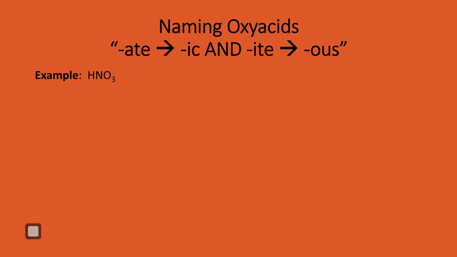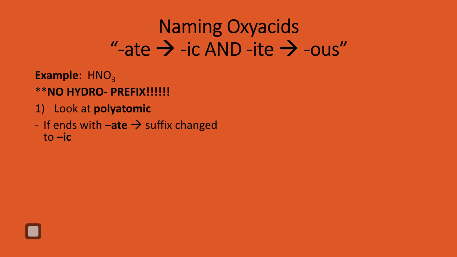Okay. So my example I have is HNO3. So I see hydrogen and I see a polyatomic ion. We do not use the hydro prefix now. If I have a polyatomic with oxygen in it, there's no hydro prefix. What I do is I look at the polyatomic. If it ends with ate, I'm going to change that to ic. A to ic. If it ends with ite, to ous. O-U-S. So that's something you've got to pay attention to.